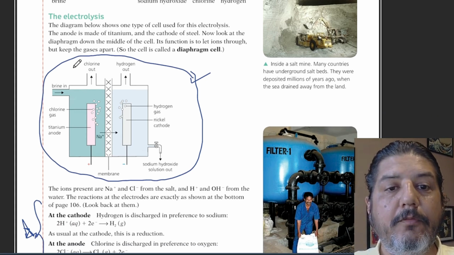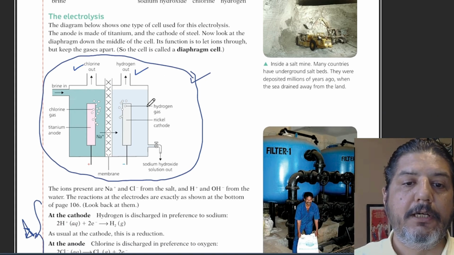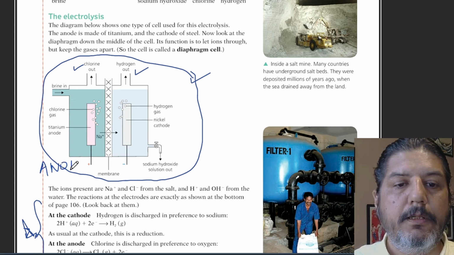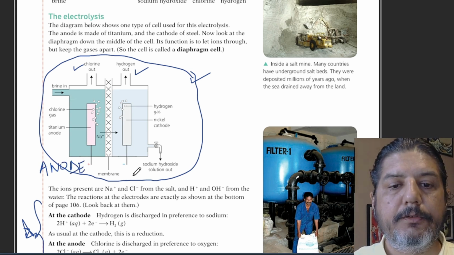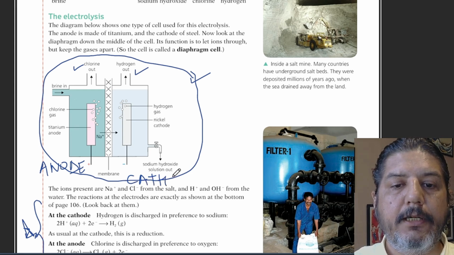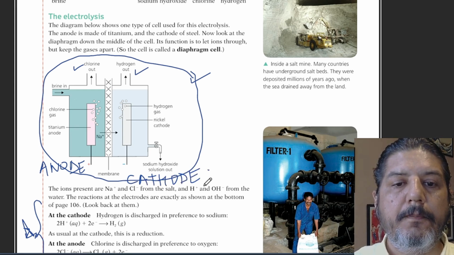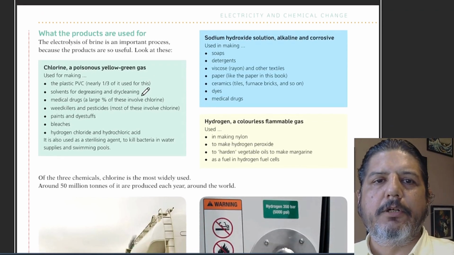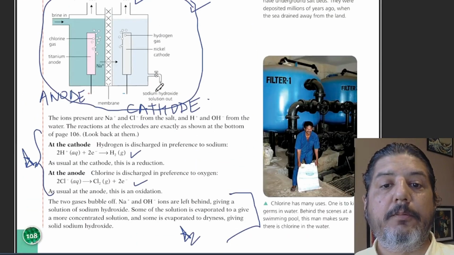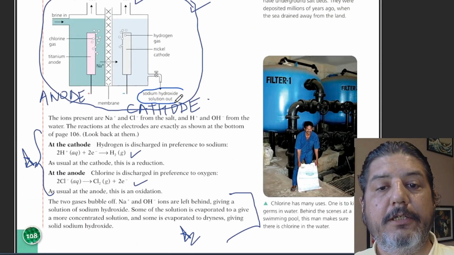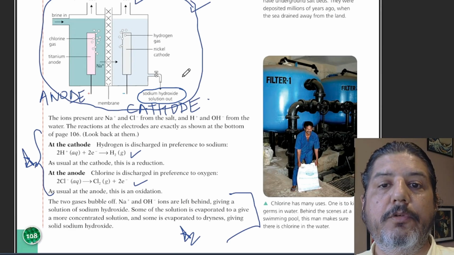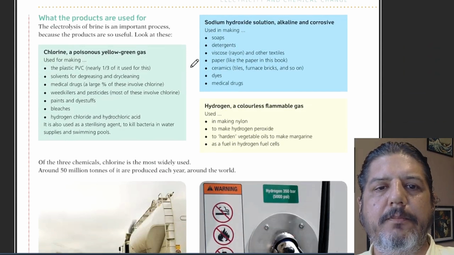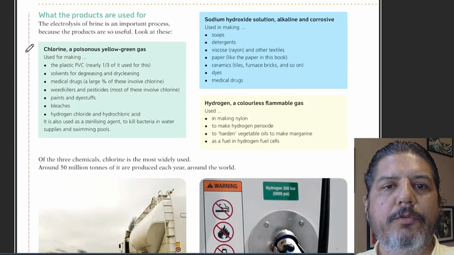Chlorine is given on one side and hydrogen is given on the other side. So this is our anode, the positive side, and the negative side is the cathode. So what are the products? There is another product which is formed, sodium hydroxide. Sodium hydroxide would also be formed because sodium would react with water to form sodium hydroxide. That part is also there. So these are the uses.